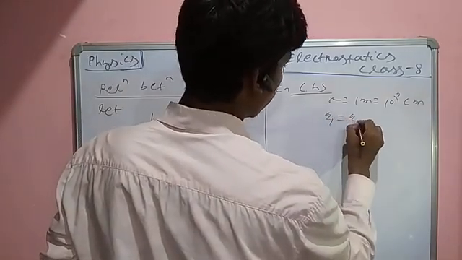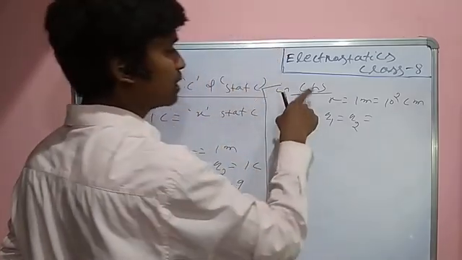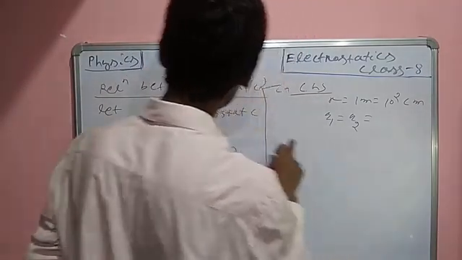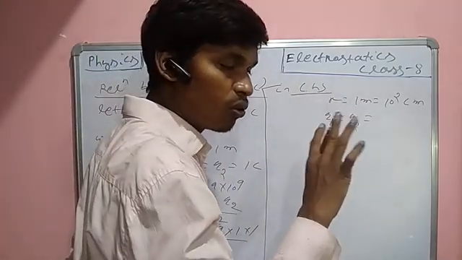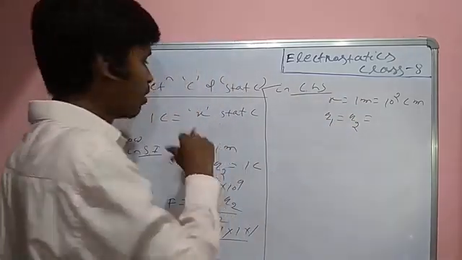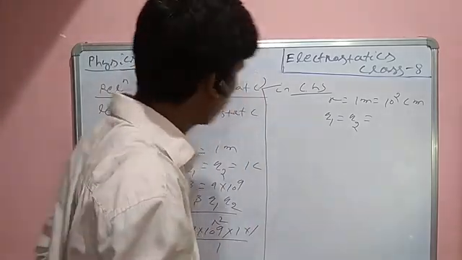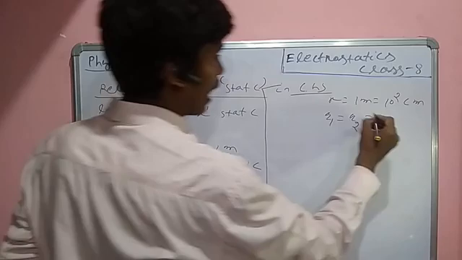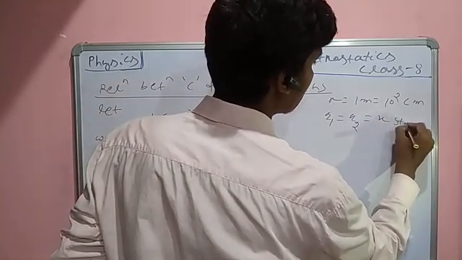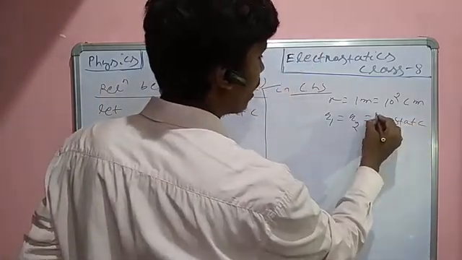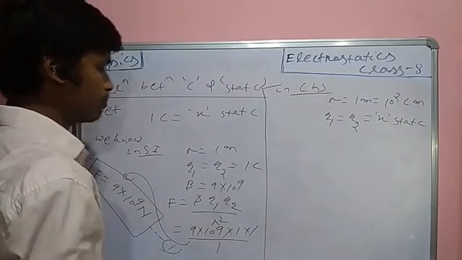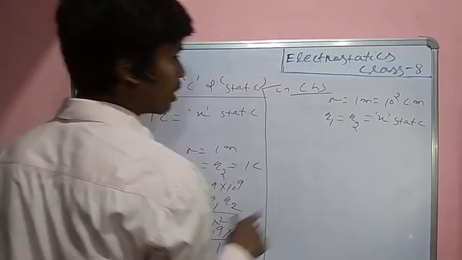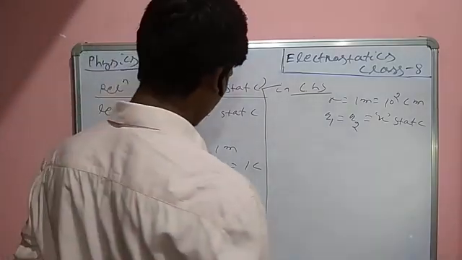Q1 is equal to Q2. In CGS, what is the unit of charge? Stat coulomb. We do not yet know its value, so what is the value of stat coulomb? Suppose Q1 and Q2 are each X stat coulomb, yes or no? Then R is equal to 1 meter, 10 to the 2 centimeter, and Q1 is equal to Q2 is equal to X stat coulomb.